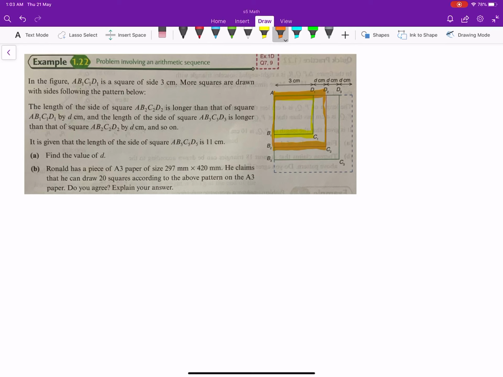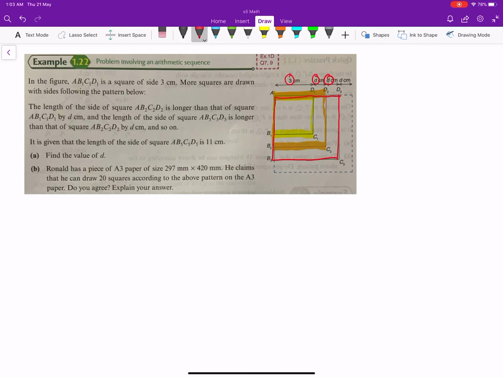is longer than that of the first square by d. So you see here, this is the original, we have 3, right, and then now it's at d cm, and then we construct the second square. And then so on, we add d again, we get the third square here, right? So we just move on, and this is the situation.